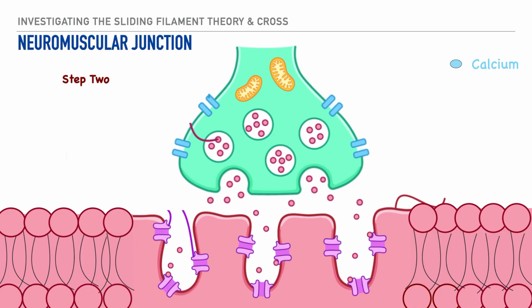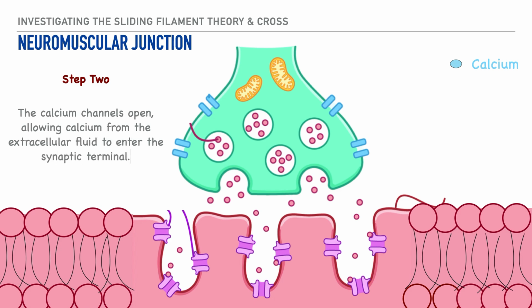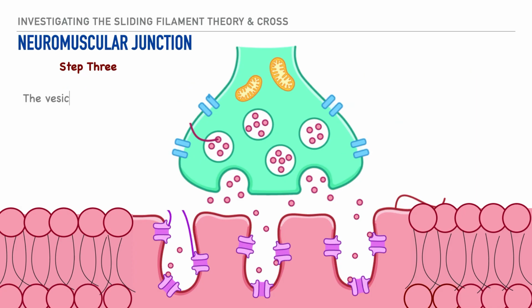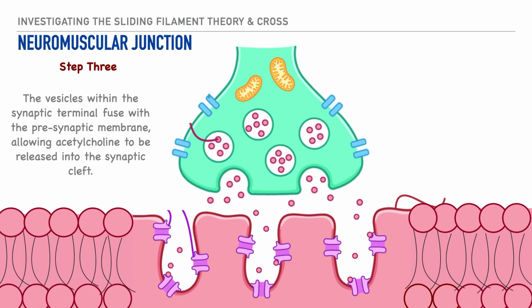Now that our action potential has reached the end of the motor neuron, this triggers the calcium channels to open. And as these calcium channels open, it allows calcium from the extracellular fluid to enter the synaptic terminal, which we can also refer to as the motor neuron ending. Now, this allows the vesicles within the synaptic terminal to fuse with the presynaptic membrane, which is the membrane or border around the motor neuron. And as they fuse, this allows the release of acetylcholine into the synaptic cleft, which is the space between the motor neuron and the muscle fiber.